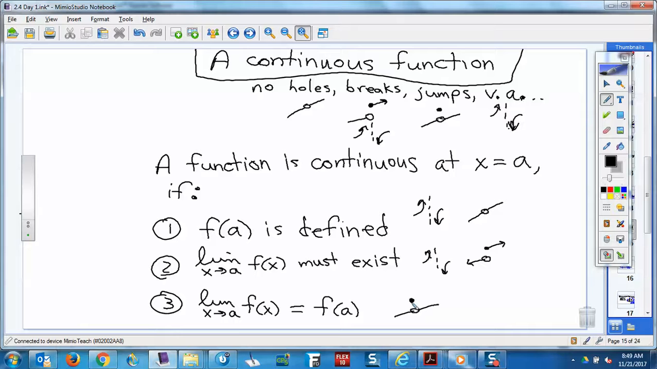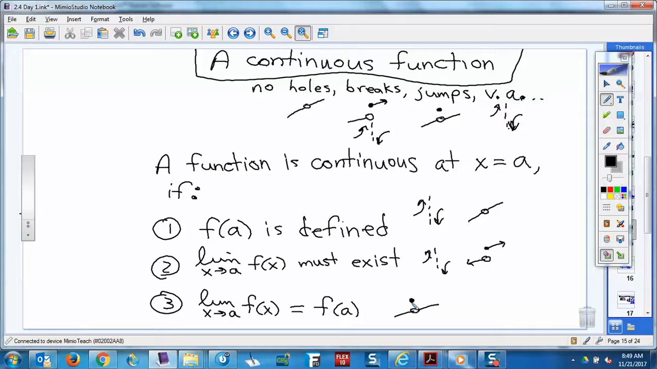If you have a hole, you would say it's discontinuous because the function's not defined. I want you to use this language. I don't want you to say because there's a hole or because there's a break. If I give you a hole, it's discontinuous because the function's not defined. If I give you a jump, it's discontinuous because the limit doesn't equal the output, that last line. If there's a break, it's discontinuous because the limit does not exist. I want you to understand those three things for continuity.